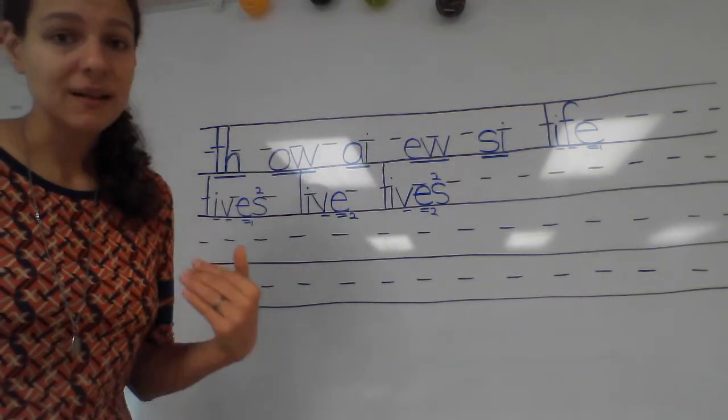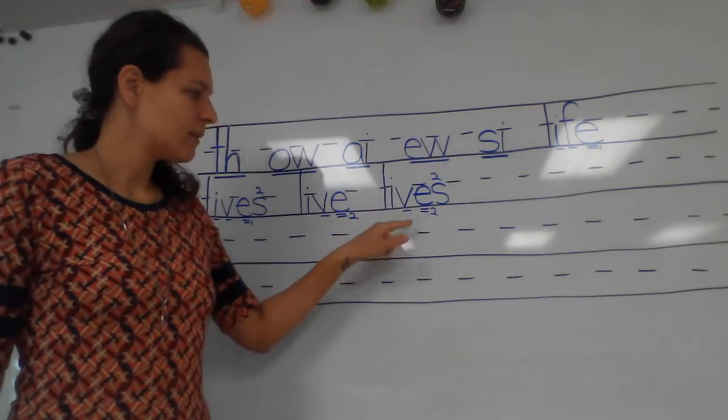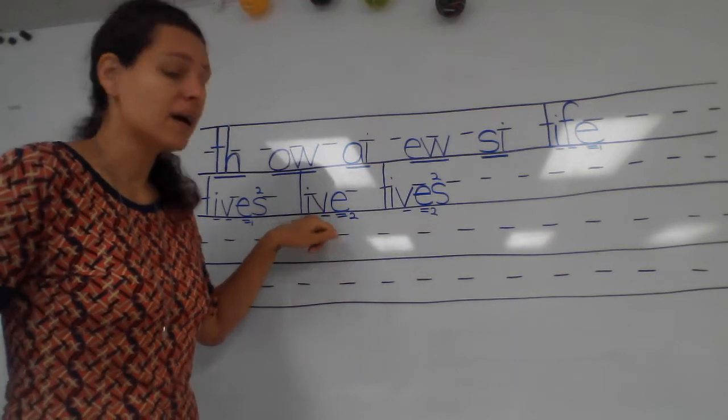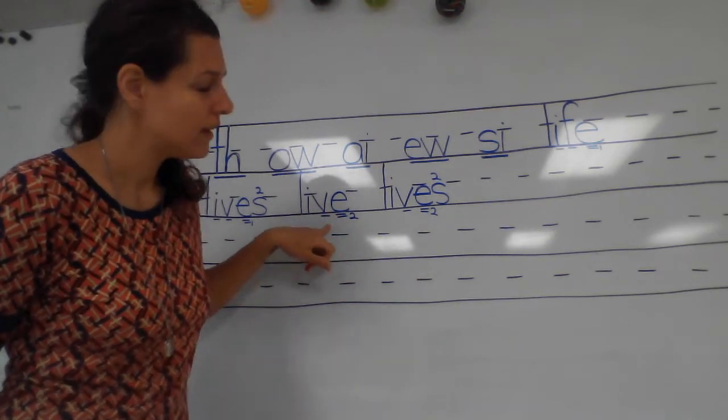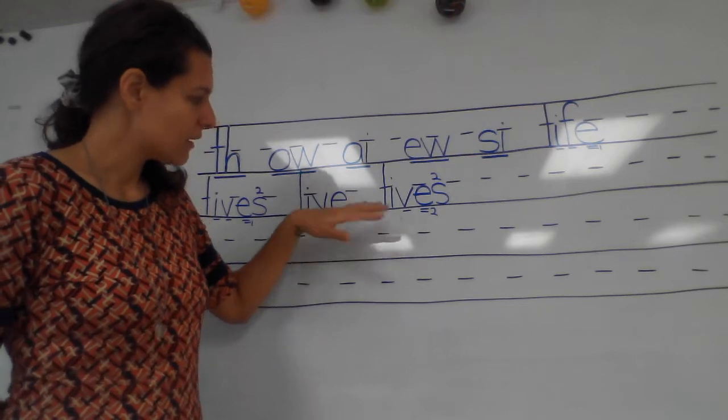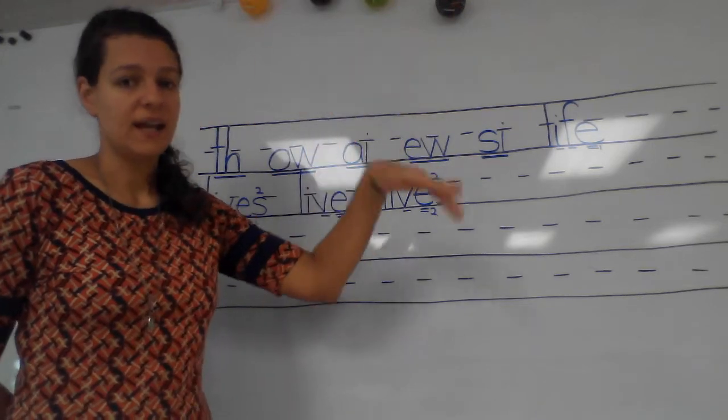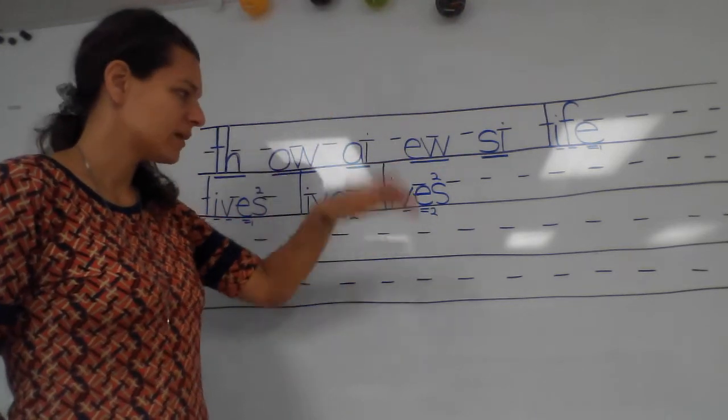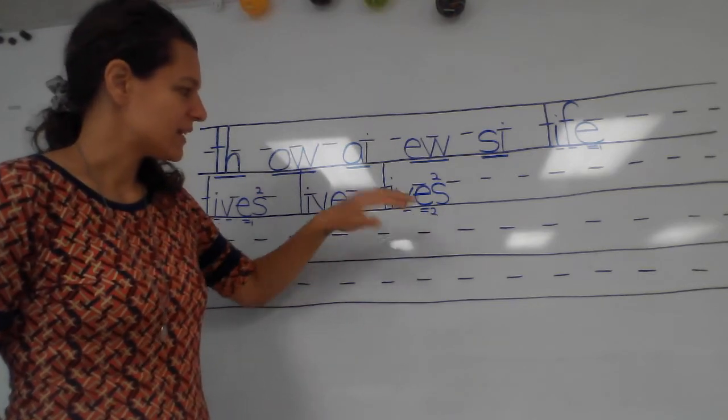All right, we use lives when we're talking about one other person. If I'm talking about myself, I would say live. But if I say he lived, or if I'm talking about he, she, anyone else, Snow lives, Eleanor lives, I use this.